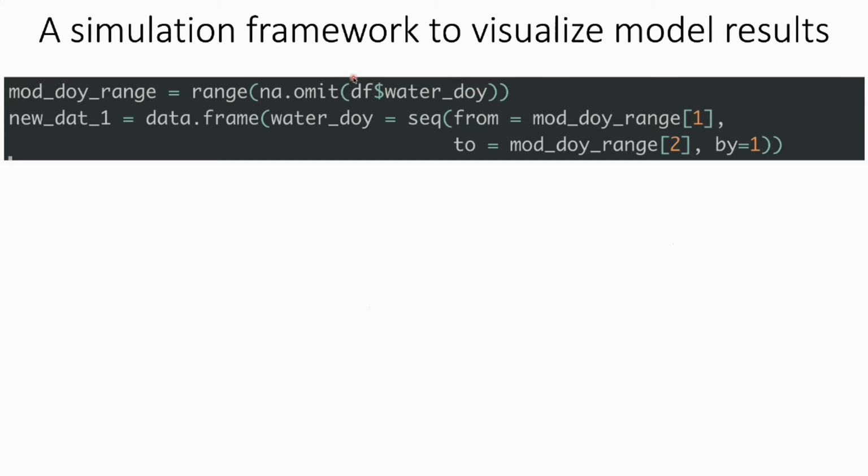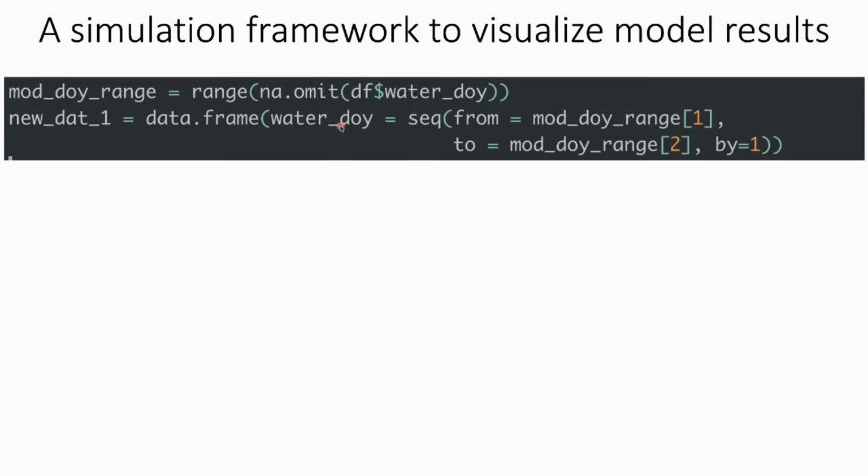The first thing we're going to do is identify that range. So we're going to take our predictor variable, we're going to remove any NAs, and we're just going to get the range. mod.doi.range is going to have two values, the maximum doi and the minimum doi. We then are going to create a new data frame called new.1, where it has one column, and that column has the exact same name as our predictor variable. All of the columns in this data frame have to have the same names as your predictors in your model, or the model won't work.